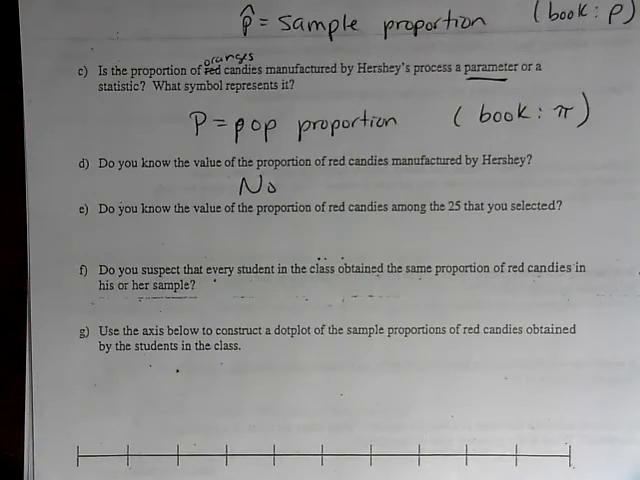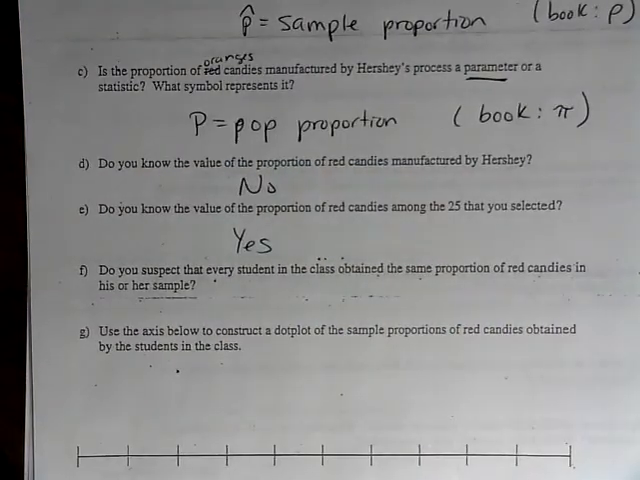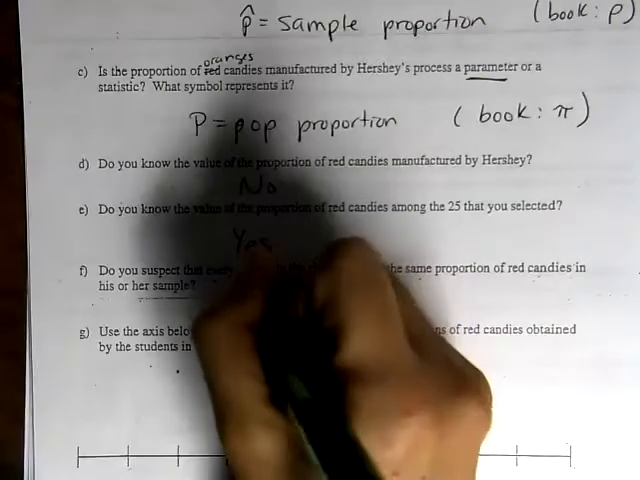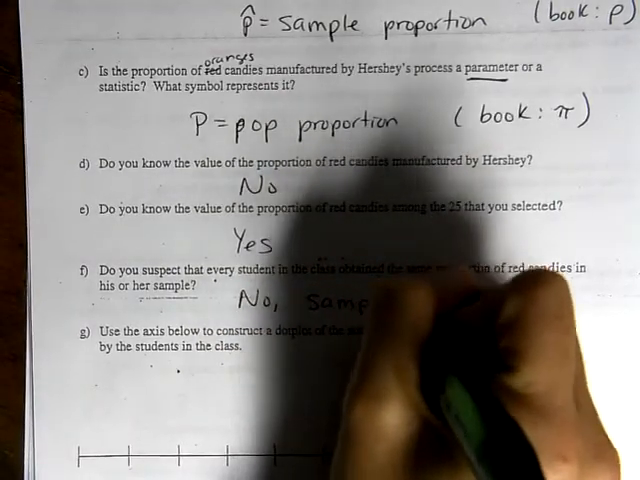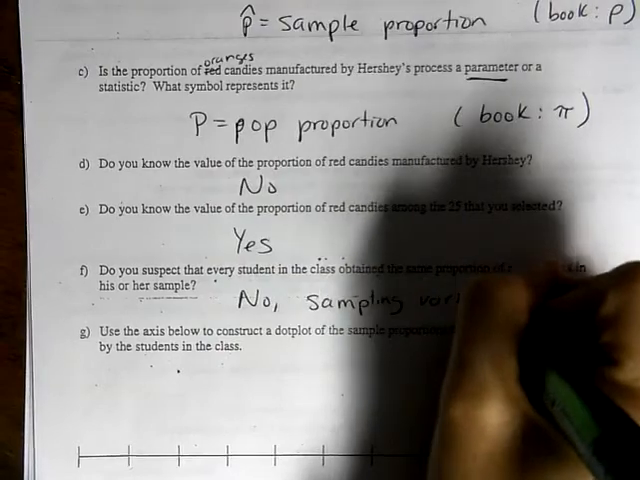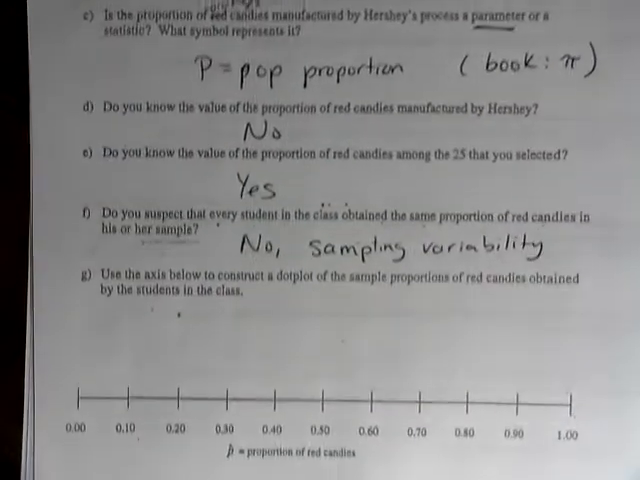Do you know the value of the proportion of orange candies among the 25 that you selected? Yes. Do you suspect that every student in the class obtained the same sample proportion of orange candies in his or her sample? So if I passed out a bag of 25 candies to everybody in class, do you think they would all get 0.32? No. Remember we talked about sampling variability in the beginning of chapter 8. Samples will vary from sample to sample.